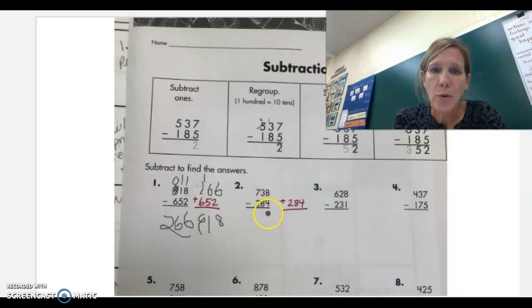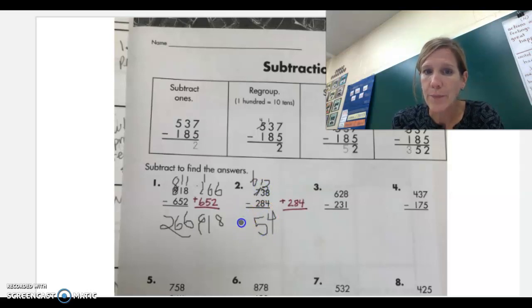8 minus 4 is 4. 3 minus 8, I can't do that, so I'm going to go next door. The 7 becomes a 6, and the 3 becomes 13. 13 minus 8 is 5. 6 minus 2 is 4. Then I'm going to take this number and add it to this number and see if I get that number. And if I do, then I know I was right.